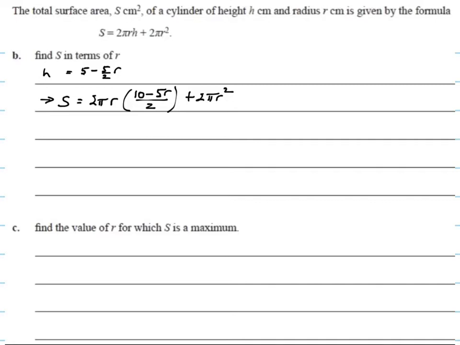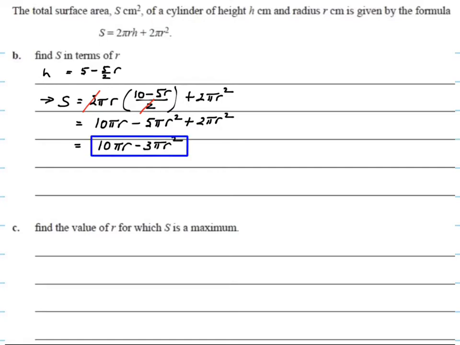Now, all we've got to do now is just simplify that a bit. Those 2's will cross out, won't they? And what do we get? We get 10 pi r minus 5 pi r squared plus 2 pi r squared. Okay, so like terms there. Those second and third terms are like terms, so just clean that up a bit. 10 pi r minus 3 pi r squared, and Mr. Box was very keen. Thank you, Mr. Box. That is the expression we need for S in terms of r.